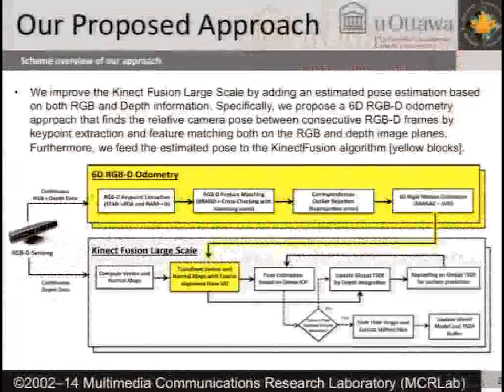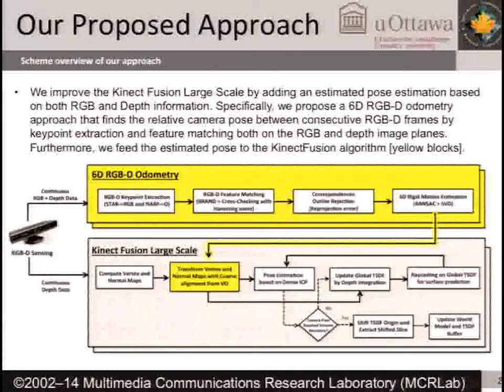In this paper, we improved the Kinect fusion large scale by adding in estimated pose based on both RGB and depth information. Specifically, we propose a 6D RGBD odometry approach that finds a relative camera pose between consecutive RGB frames by key point extraction and feature matching both on the RGB and depth image planes. Furthermore, we feed the estimated poses to the Kinect fusion algorithm. The yellow blocks highlight our contribution here.